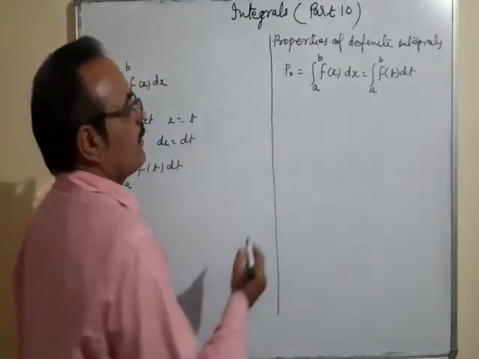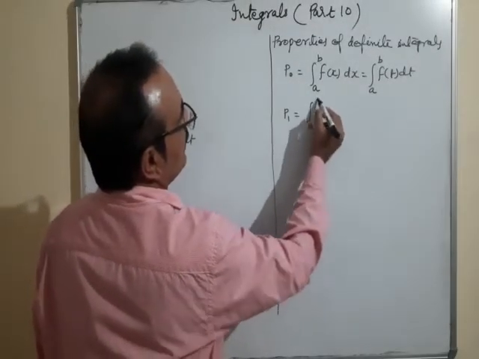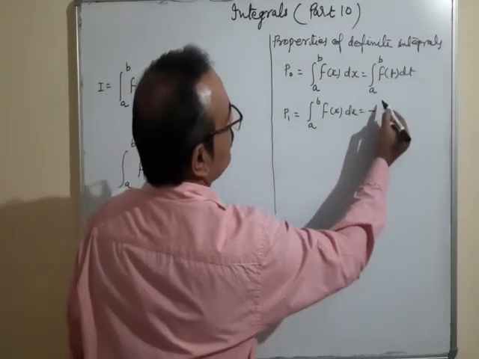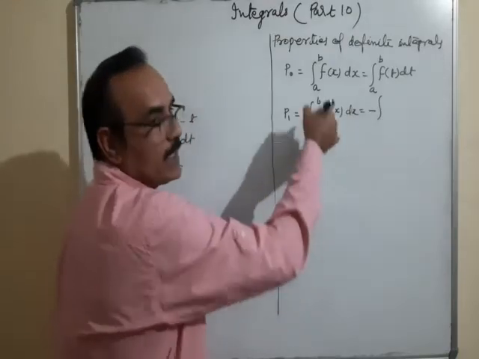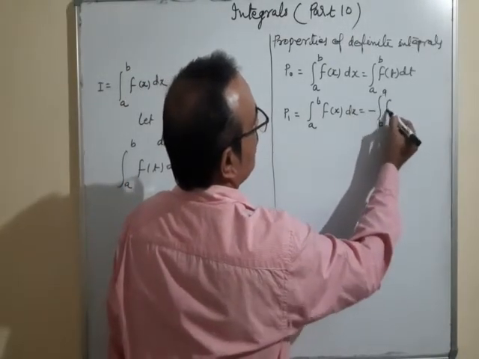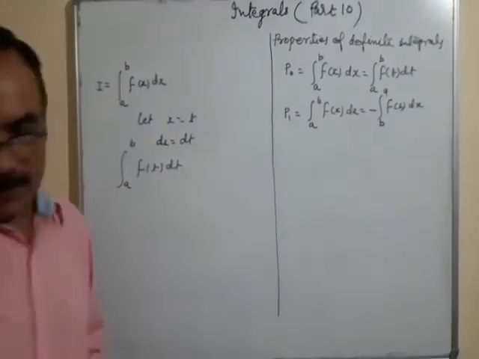Okay, property P1, what is it? A to b f of x dx is equal to, if you take the minus sign out, then the limits will be interchanged. It is minus b to a f of x dx.